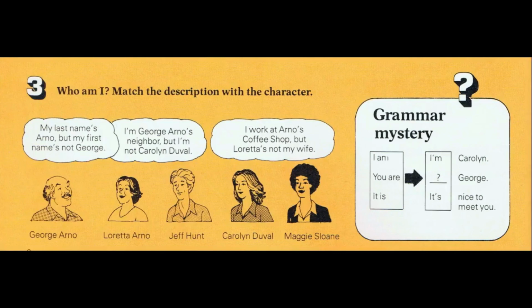So on the right side, there is a box, grammar, mystery. Mystery is a secret. We should discover. One word is missing. We should understand what it is. For I am, we have I'm Carolyn. Second part, you are, what should you say in the blank? You're, contraction of you are, the short form of you are. You're George. Then the next one, it is, it's nice to meet you.